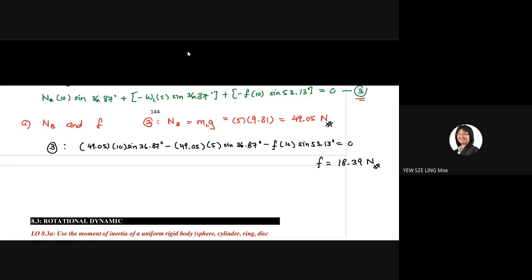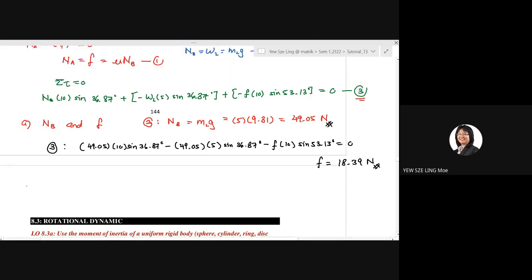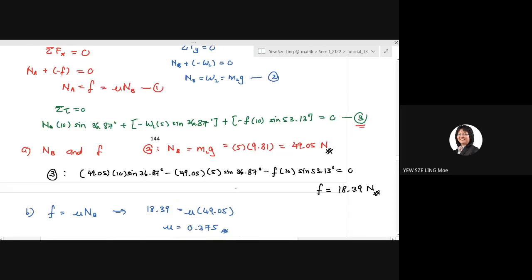And then question B asks you to determine the coefficient of friction. So obviously you're going to use F equals mu NB, right? So F given 18.39 equals mu NB, we have 49.05. Therefore, mu is equal to 0.375. So no unit. Remember, the coefficient of friction is just a value without unit. So done. That is how we solve this question.